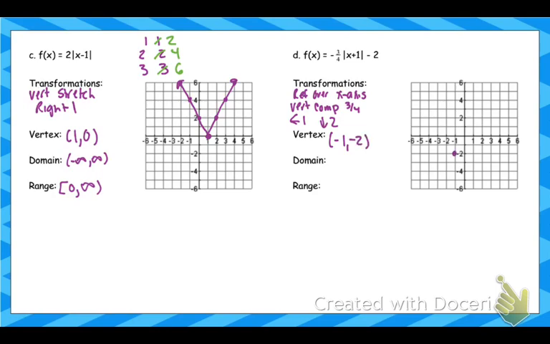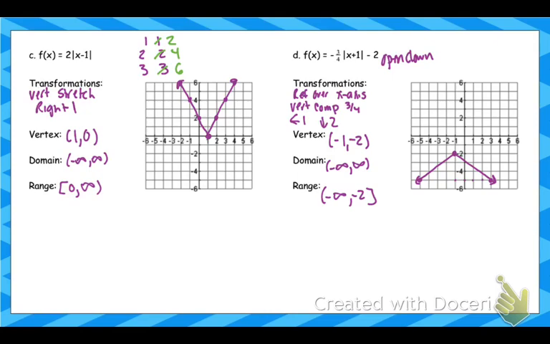Because it's been reflected over the x-axis, it's going to open down. And then that slope is going to be that 3/4. So down 3 over 1, 2, 3, 4. And then same thing on the opposite side. And I have my graph. Write my domain. And then range lowest to highest.